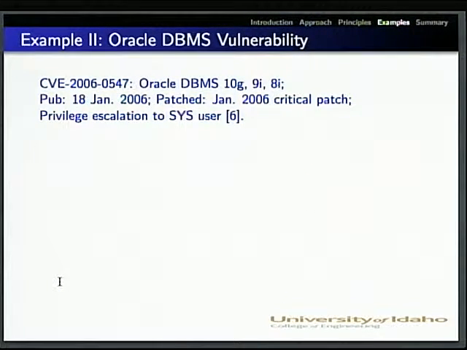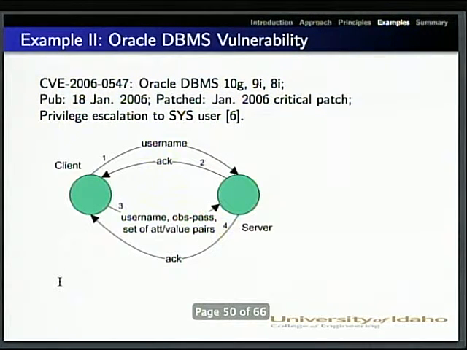So the second vulnerability I would like to show you is in the Oracle DBMS. Oracle DBMS is one of the most widely used database services in the world. It's most likely that some of your private information, including your social security number, is housed in an Oracle DBMS database. The vulnerability here was in the authentication process.